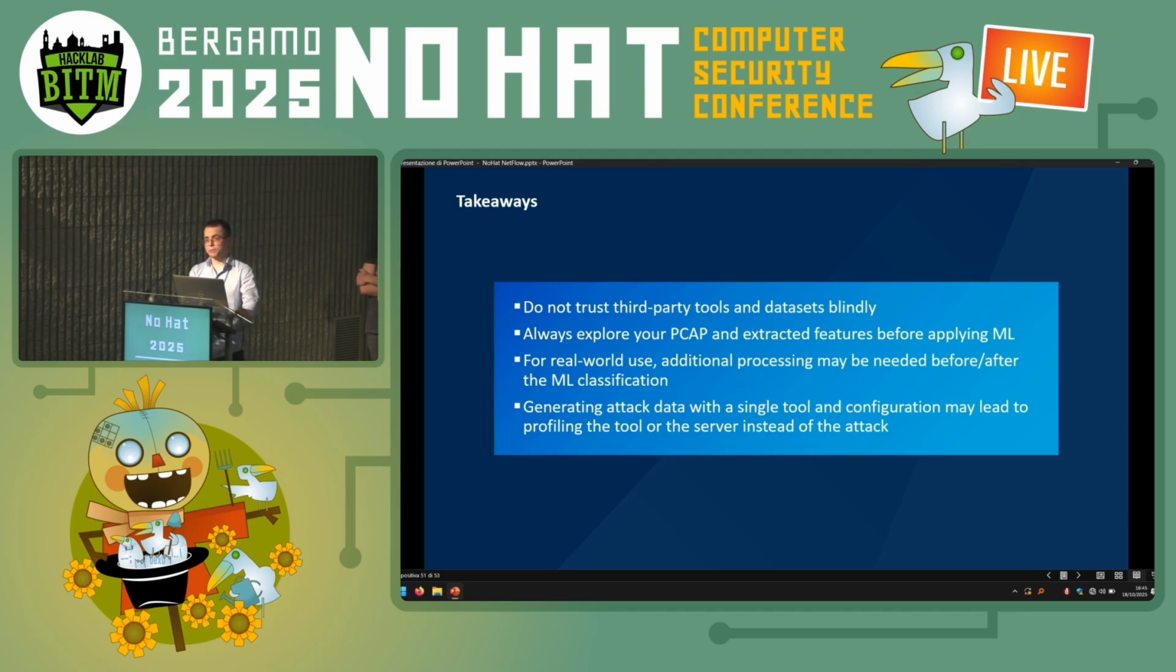So finally, some takeaways from our presentation. Do not trust third-party tools and datasets blindly, but always explore your packet captures and extracted features before applying machine learning. For real-world use, additional processing may be needed before or after the machine learning classification. And finally, beware that generating attack data with a single tool and configuration may lead to profiling the tool or the server instead of the actual attack.